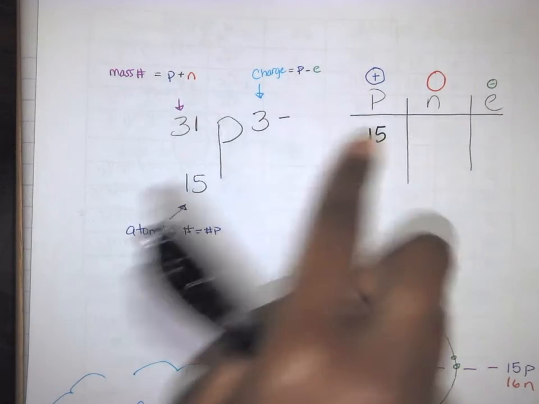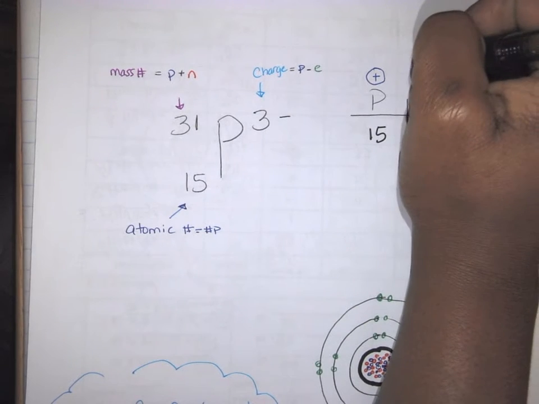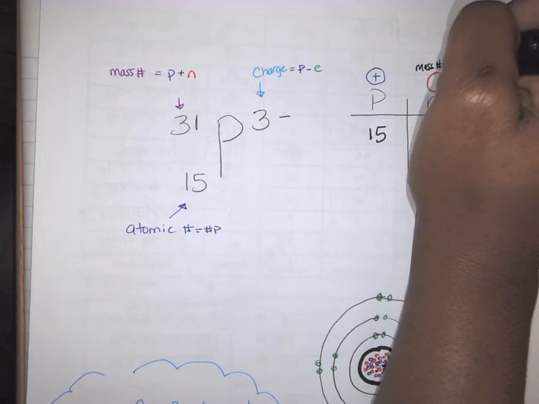Now, what about the neutrons? Which of these numbers do we need? For the neutrons, you're going to use the mass number and the atomic number.